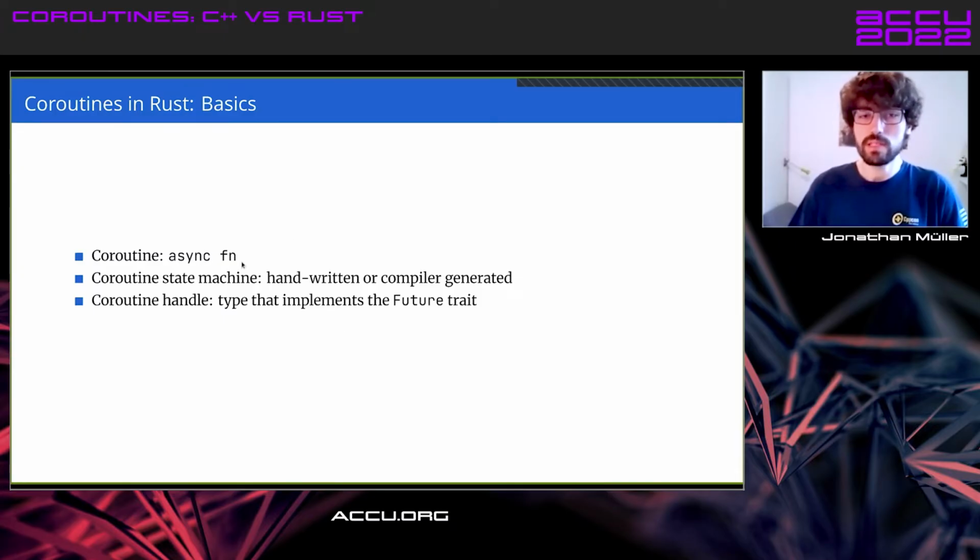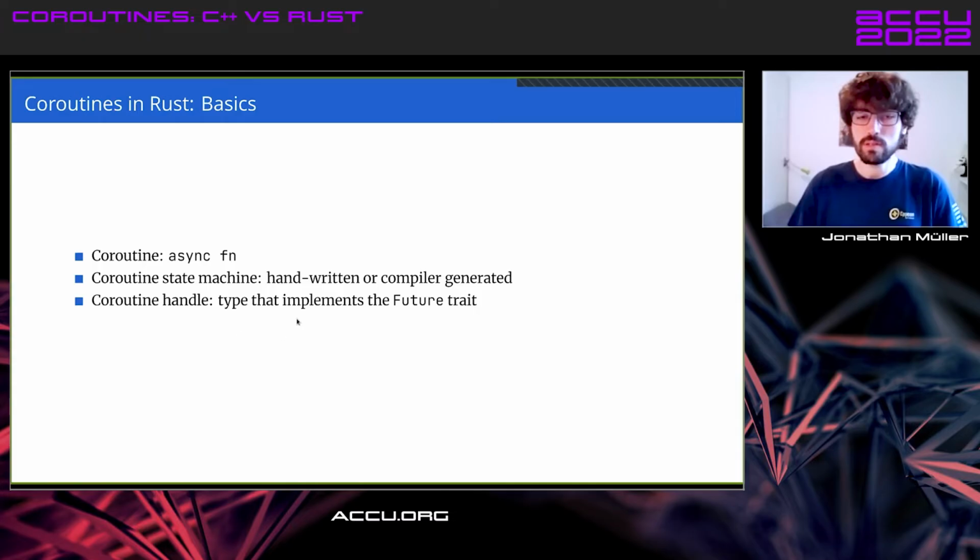So a regular function in Rust is just written with fn, and a coroutine is an async fn. The coroutine state machine in C++ was controlled by a promise. In Rust, you don't have control. It's entirely compiler generated automatically, but you can also write it completely from scratch. So you don't have this middle ground of a bit of customization. You can either do it completely by hand or have it completely compiler generated.